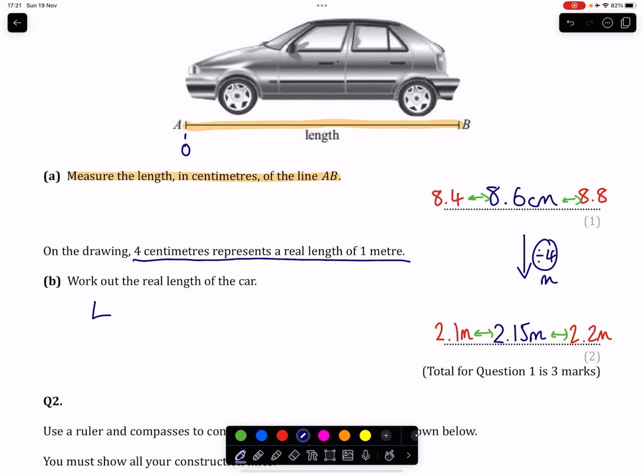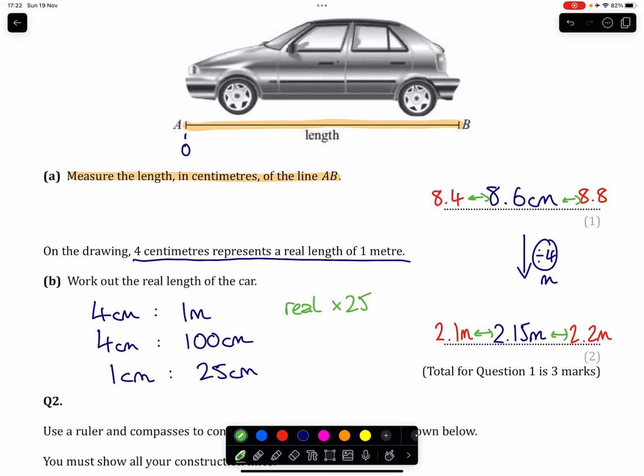Another way of doing this is our ratio here of model length to real length: 4 centimeters is 1 meter. We can write both of those in terms of centimeters first of all, because there's 100 centimeters in a meter, which can then simplify to give us that 1 centimeter in our model length is 25 centimeters in our real length, which basically means that the real length is going to be 25 times as big, but in centimeters. So if from that we do 8.6 times 25, what we end up with here is 215 centimeters, which is exactly the same as 2.15 meters.